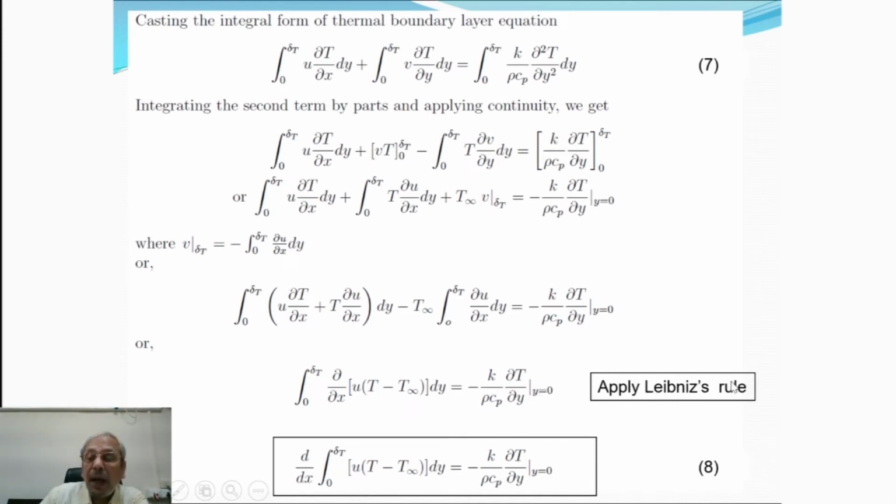And again we apply Leibniz rule, which is differentiation under the sign of integration, and we write d/dx of the entire quantity under the integration sign, 0 to delta T, U into T minus T infinity dy, equal to minus K by rho Cp del T del Y at Y equal to 0. And this equation is known as the energy integral equation.